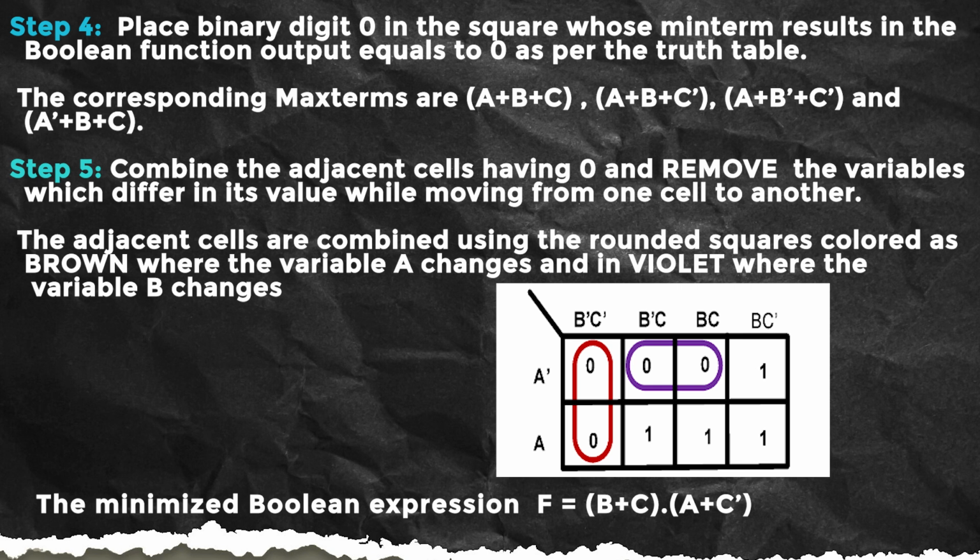Similarly, for the two zeros combined in violet, you can see that the only variable which is changing is the variable B. A bar and C remain constant.